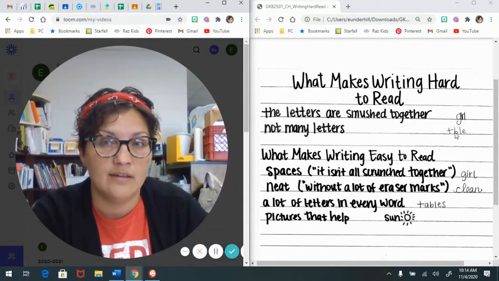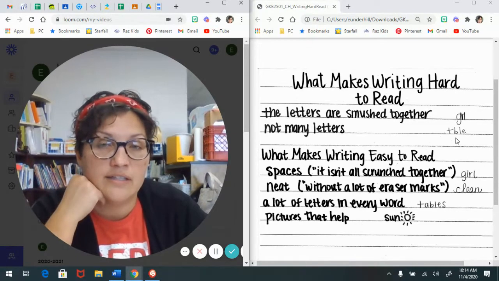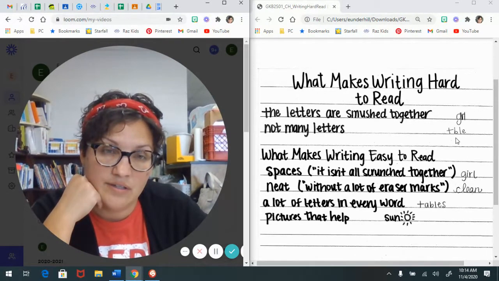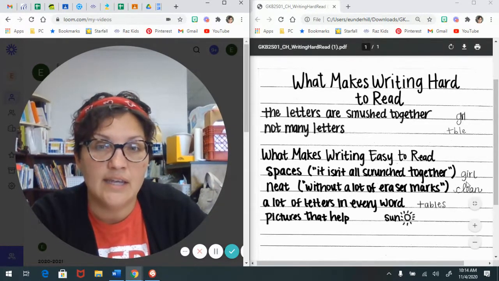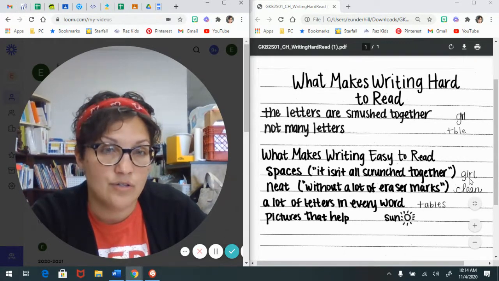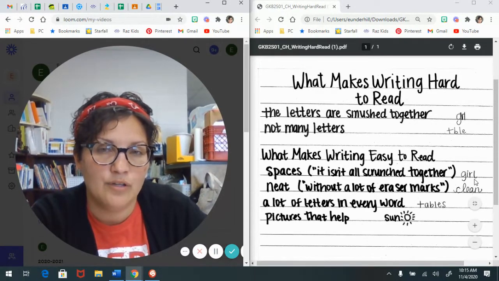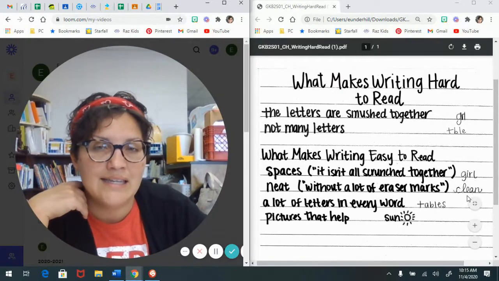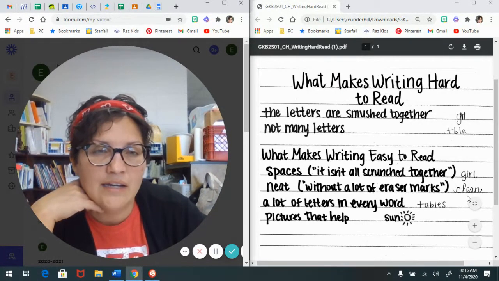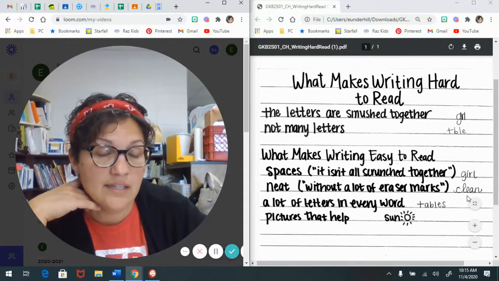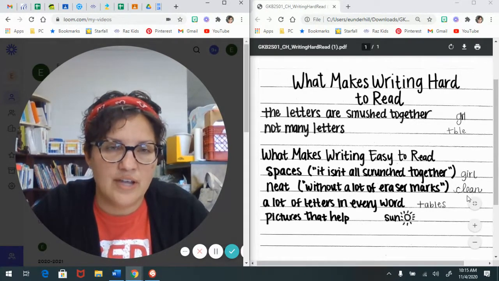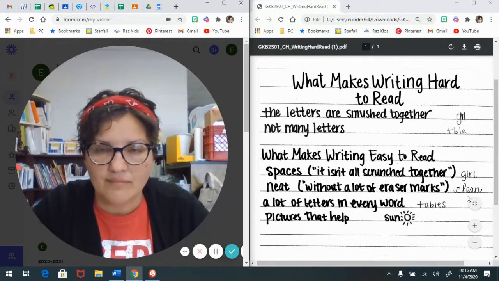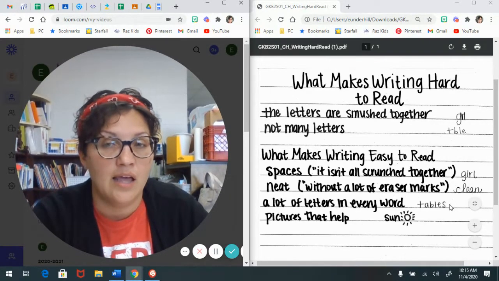We also want to make sure that we catch all those sounds and put as many letters for as many sounds that we hear in that word. Making writing easy to read makes sure that your letters aren't scrunched together, and you see that over here on the screen as an example with the word girl. You make sure that your writing is neat and you don't have a lot of scribbles or eraser marks. And I know sometimes you have trouble in here, and an adult has to help you erase because sometimes we just don't have that muscle power to push down as hard as an adult does. And we need to put a lot of letters in every word.